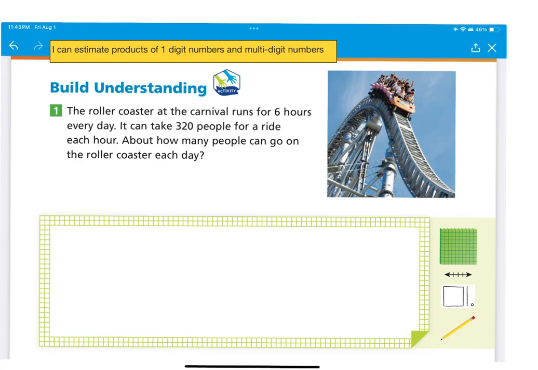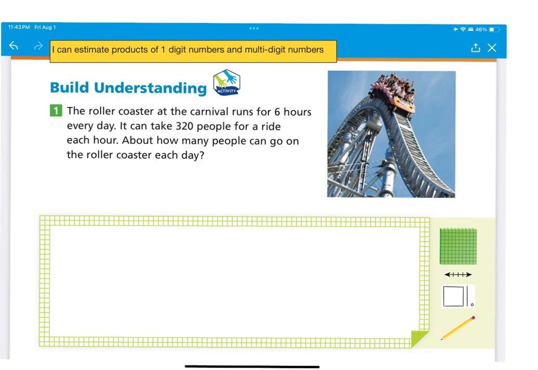For this video, our target is I can estimate products of one-digit numbers and multi-digit numbers. So we're going to start with this example here. The roller coaster at the carnival runs for 6 hours every day. It can take 320 people for a ride each hour. About how many people can go on the roller coaster each day?